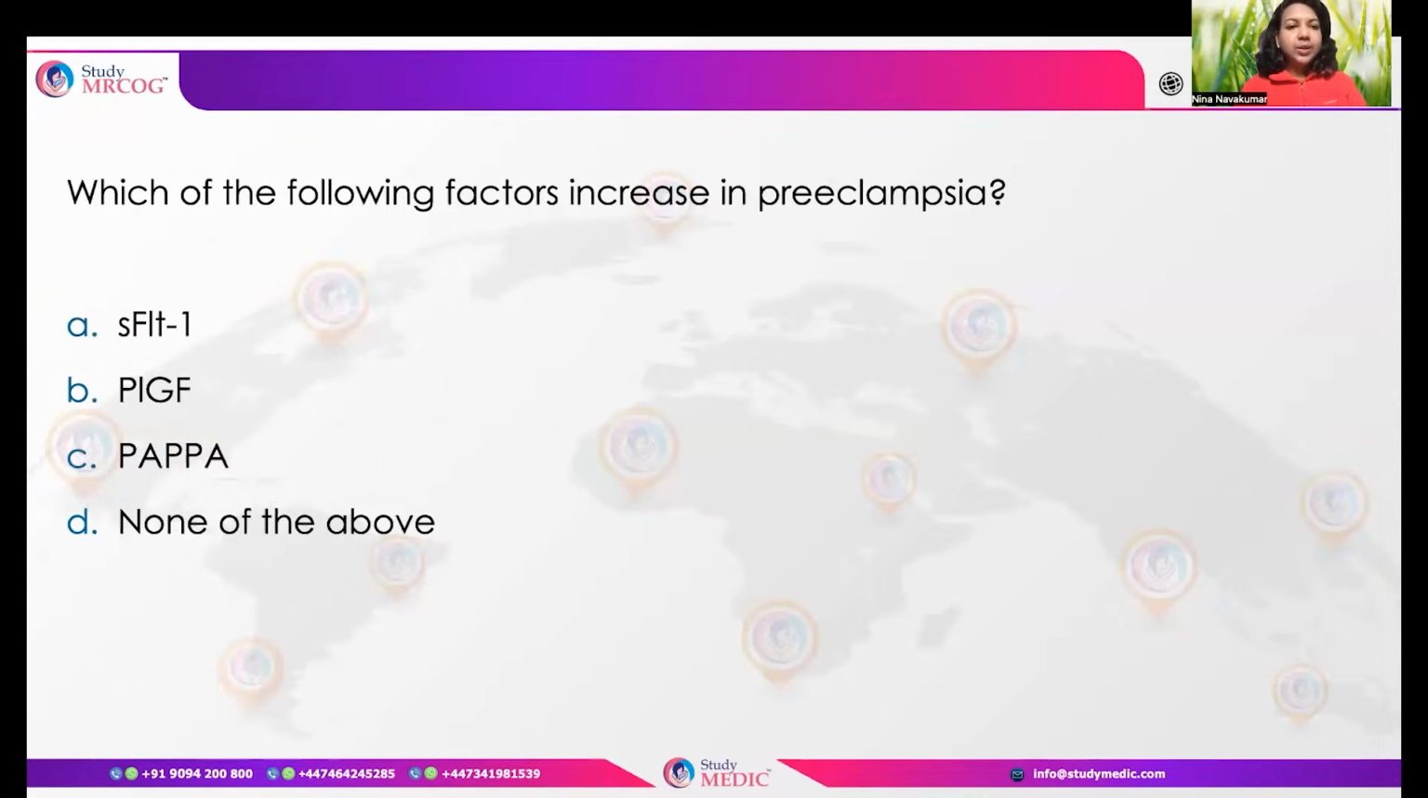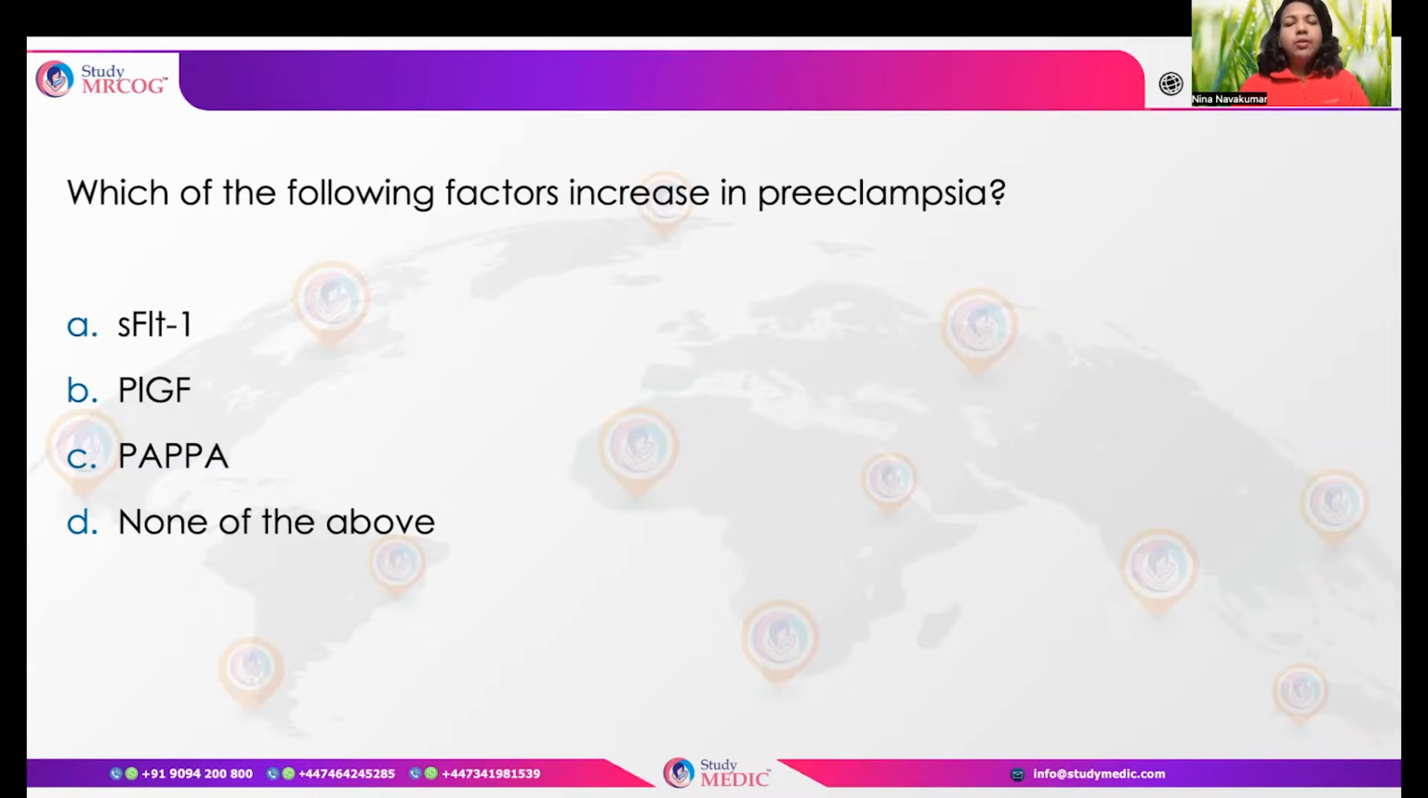Now coming to the next question. Which of the following factors can increase in preeclampsia? So going back to the pathophysiology of preeclampsia, we know there is a certain imbalance which happens in the angiogenic as well as anti-angiogenic factors. In normal pregnancy, there will be an increase in the angiogenic factors and decrease in the anti-angiogenic factors. While what happens in preeclampsia is the opposite. There will be an increase in the anti-angiogenic factors and decrease in the angiogenic factors.